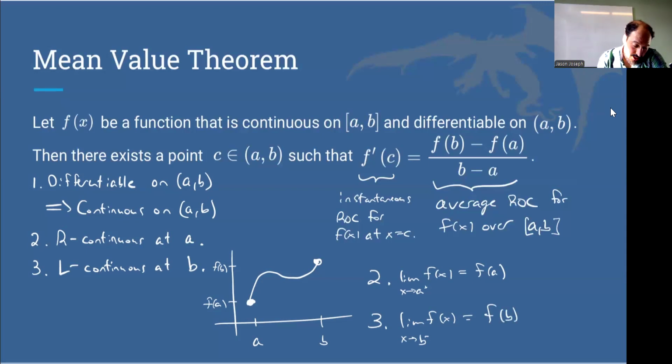So if I check those three things, then that's equivalent to checking what's written here. And in practice, that's generally just a more direct way to go about it. So we need to check that you're differentiable on the interior points, and then you're continuous as we approach the two endpoints.